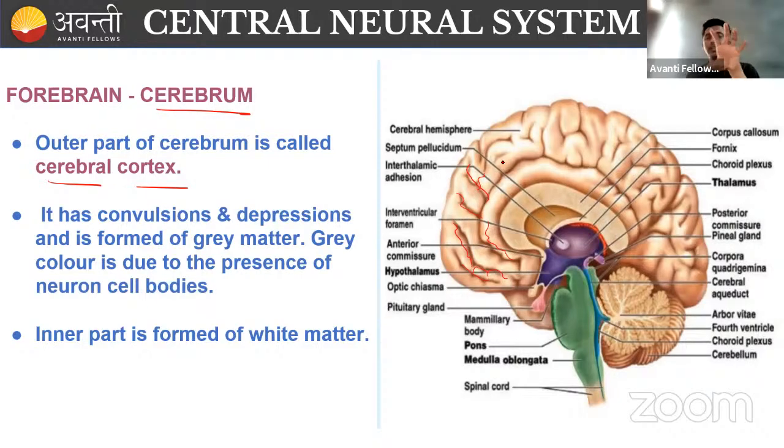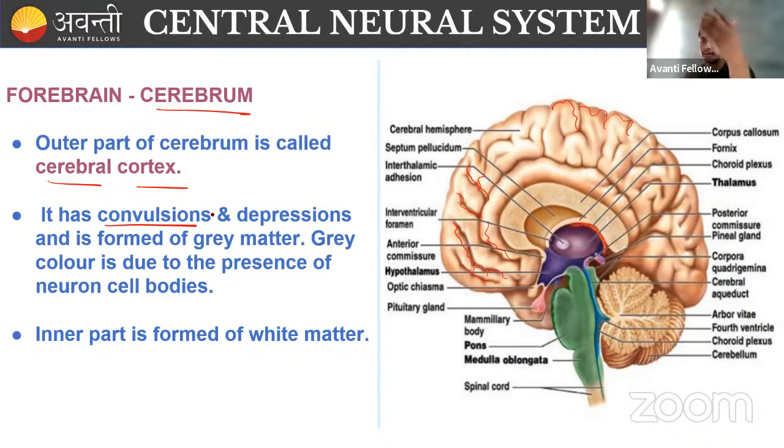So what is the important criterion? What is the one thing that you can identify from the cerebral cortex? If you see a cerebral cortex, you can see convolutions. What are convolutions? Something like this: there are depressions within the surface of the brain. These are called convolutions. So these convolutions and depressions which are present, that region is called the cerebral cortex.